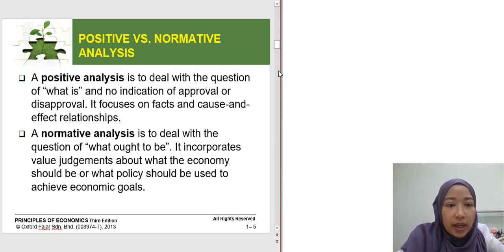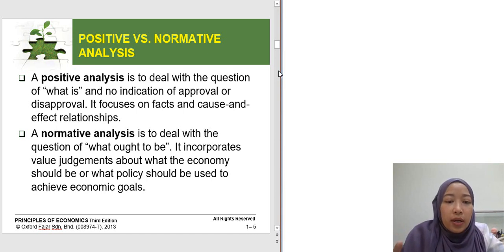Okay, so why do I say that as a positive statement? Because we have cause and then we have the effect. So the cause is the change in tax. Okay, so what will happen if there is an increase in tax? The effect is there will be a decrease in demand. That is the effect. So there are two components in the statement. The first one is cause and the other one is effect. Okay, so we are talking about the facts. What will definitely happen if something happens.